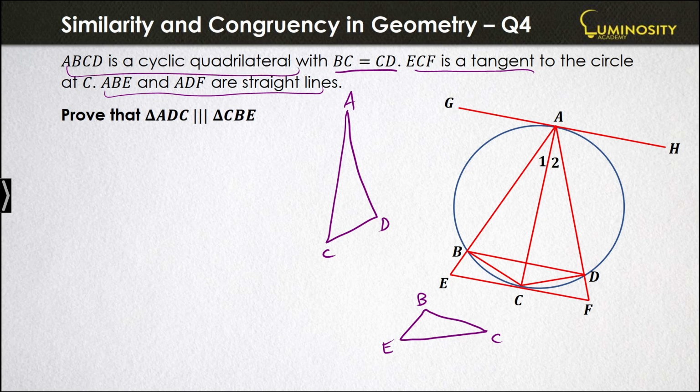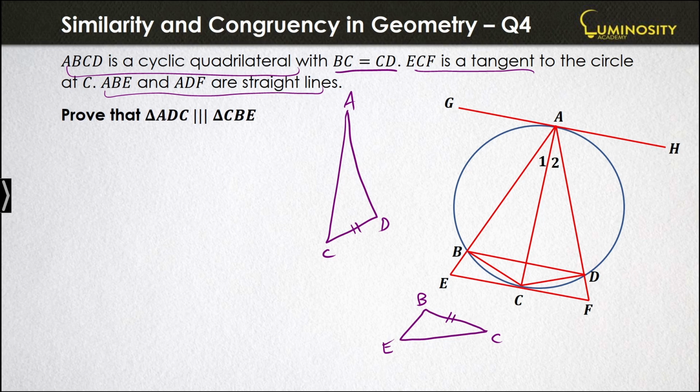Okay, so to show that these two triangles are similar, we either need to show angle, angle, angle, or side, side, side, sides are in proportion. Because we don't know too many side lengths that are given, other than the fact that CD is equal to BC, we don't know anything else about the sides. So I don't think I'm going to use side, side, side. So this means I need to use angle, angle, angle.